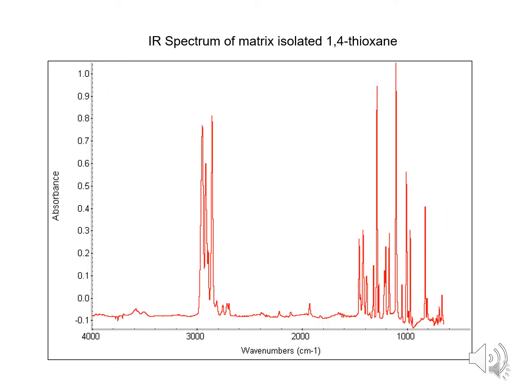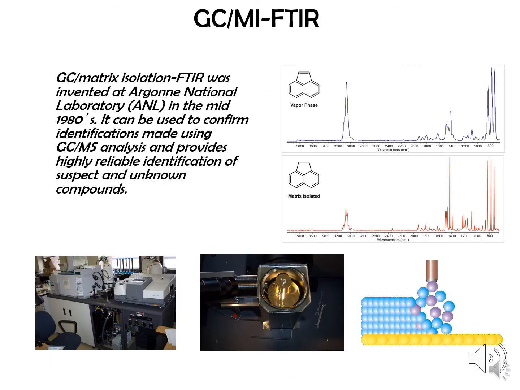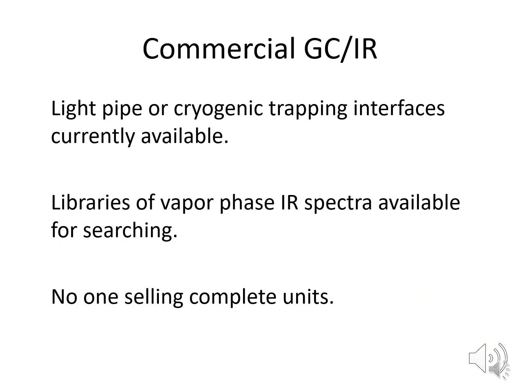Another spectrum there. This is the fingerprint region, closer in, from when we first developed this. So GC matrix isolation FTIR was invented at Argonne National Laboratory in the mid-1980s. It can be used to confirm identification made using GCMS analysis and provides highly reliable identification of suspect and unknown compounds. So light pipe or cryogenic trapping interfaces are currently available. Libraries of vapor phase IR spectra are also available. Not as many complete units being sold. The matrix isolation unit was commercialized and sold. There are units out there. I don't know if there's anybody currently making one that you can order.